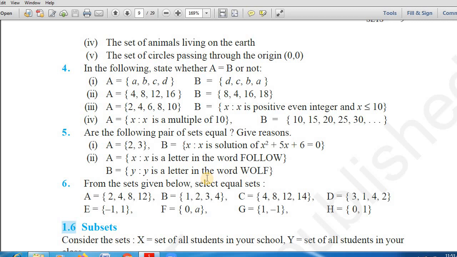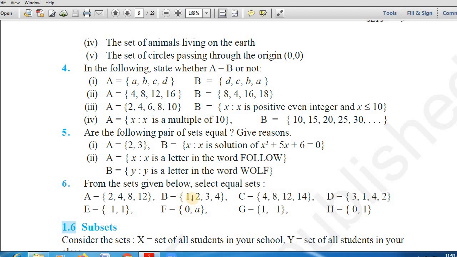In the next and last example, example 6, from the sets given below select the equal sets. There are 8 sets given, and from these 8 sets we have to pick out the equal sets. Which pairs of sets are equal? If you see here, A is 2, 4, 8, 12. B is 1, 2, 3, 4. And another is 4, 8, 12, 14. Like this. So no other set here is equal to A.